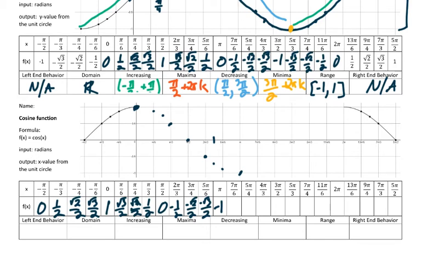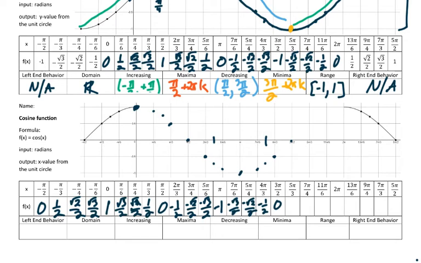So the cosine, moving forward, cosine of 7 pi over 6 is negative rad 3 over 2. The cosine of 5 pi over 4 is negative rad 2 over 2. Remember, that one's in the middle. Okay. And the cosine of 4 pi over 3 is negative 1/2. Cosine of 3 pi over 2 is 0.